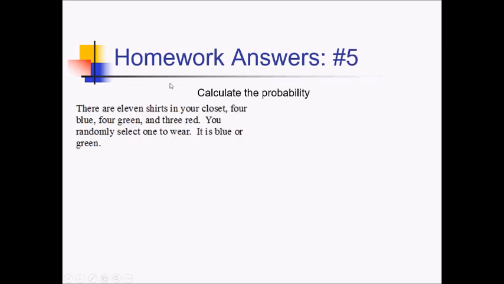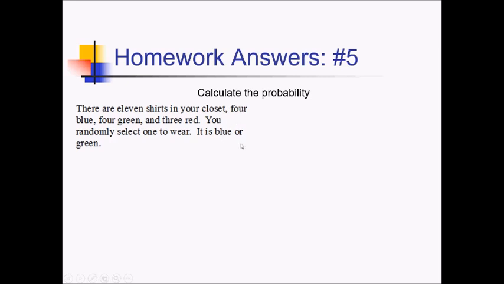For this problem, we have 11 shirts in our closet. 4 are blue, 4 green, and 3 red. And we randomly select one. We want the probability that it is blue or green. Since we're talking about OR, you have to add the probabilities together.